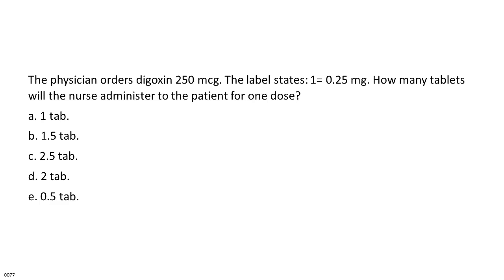The physician orders digoxin 250 micrograms. The label states, 1 tablet equals 0.25 milligrams. How many tablets will the nurse administer to the patient for 1 dose? A. 1 tab. B. 1.5 tab. C. 2.5 tab. D. 2 tab. E. 0.5 tab.